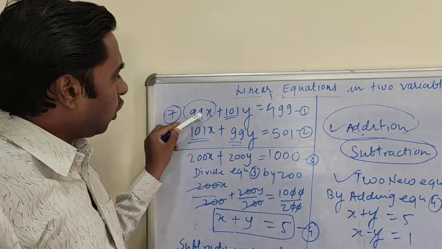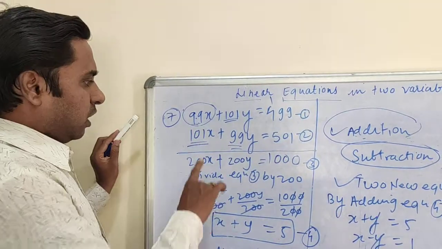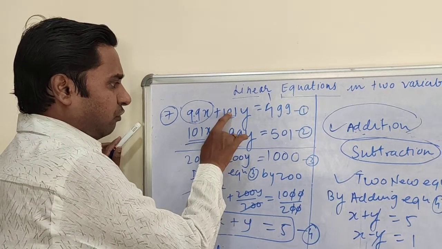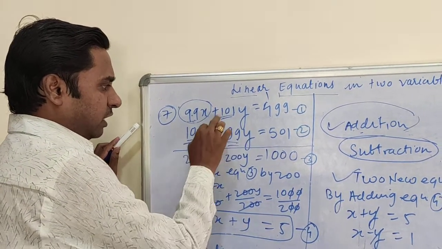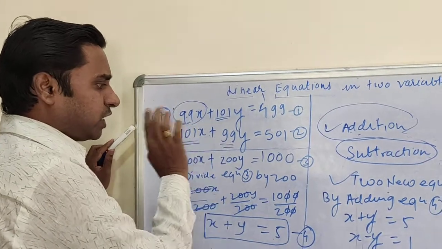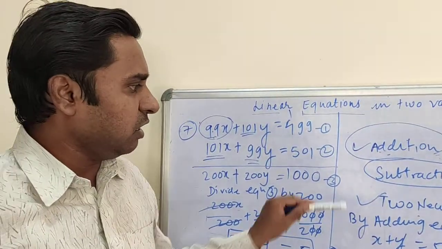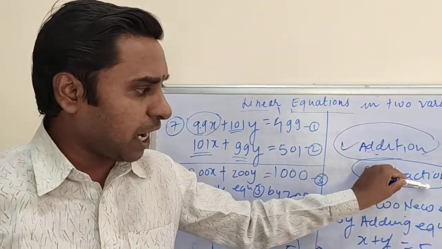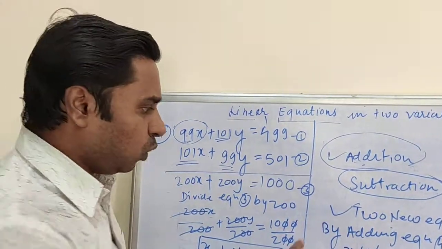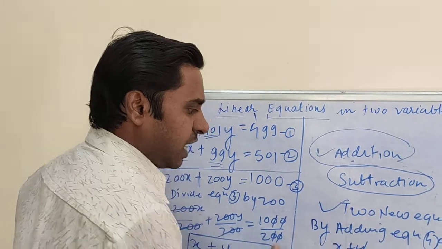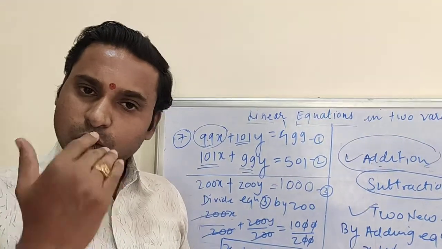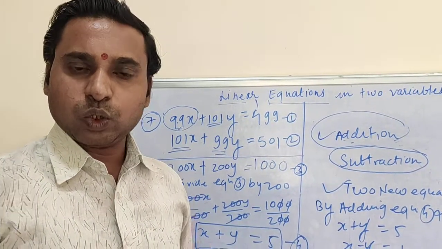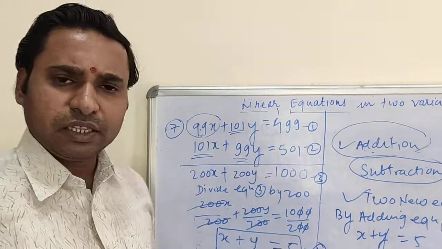Such questions always come in the examination. Whenever you get cross coefficients as equal, cross coefficients meaning the coefficient of x and the coefficient of y, they are the same. Then first thing we have to do is the addition. Second thing we have to do is the subtraction. Then we have two new equations, and we have to solve the two new equations so that we will get the values of x and y. Understood? So this was the method.